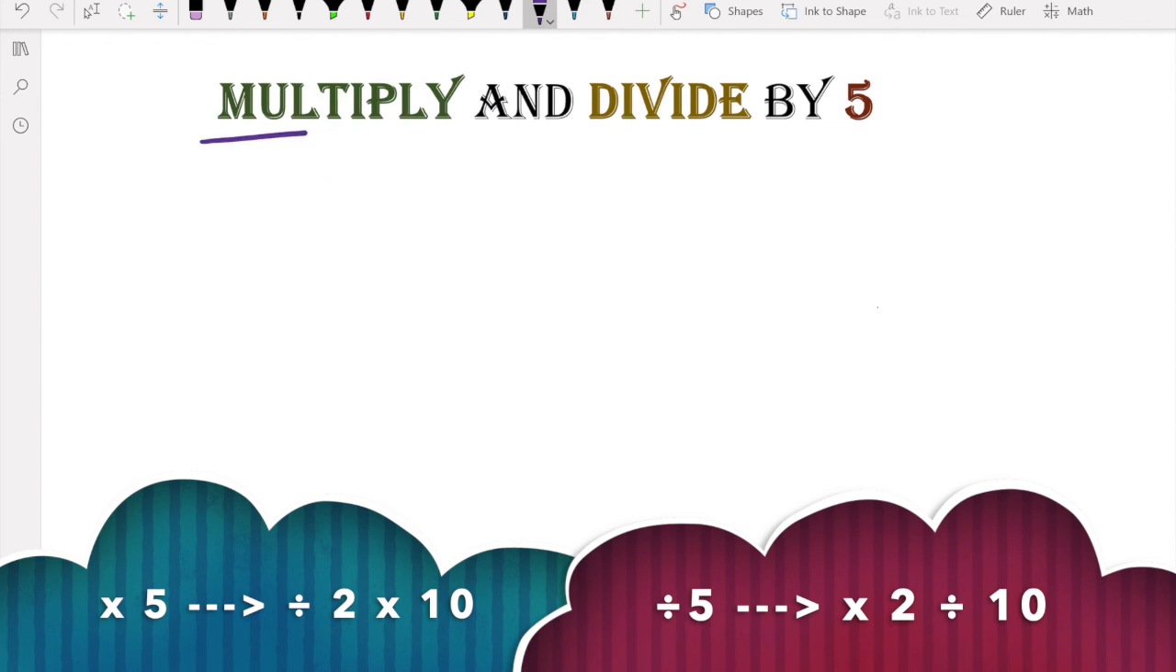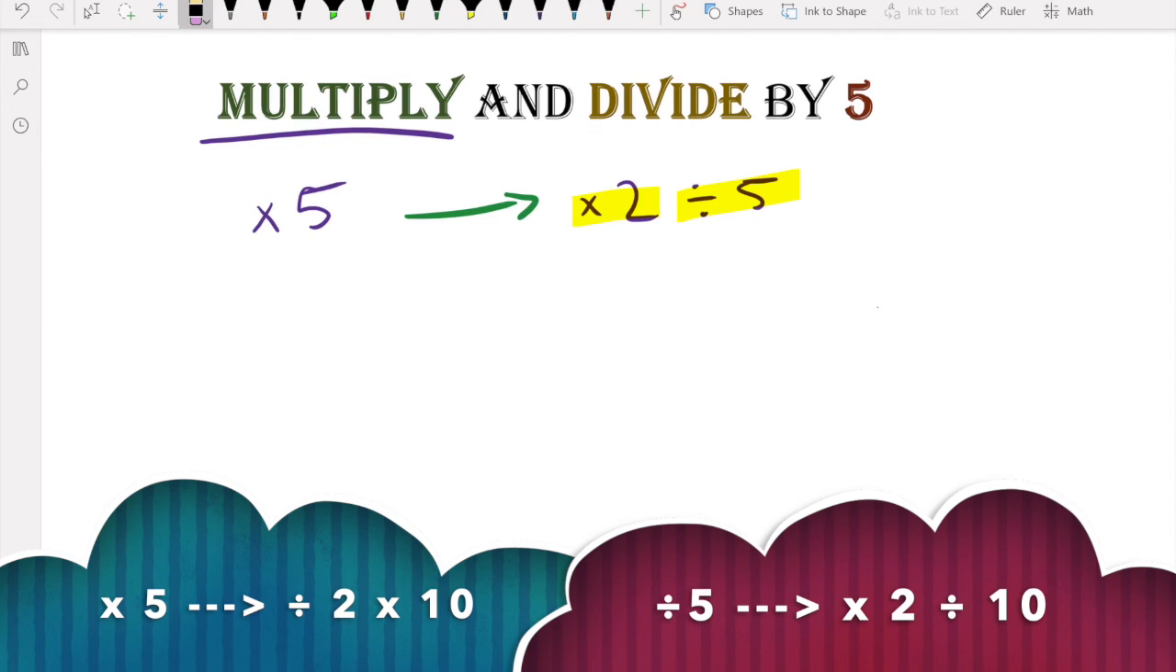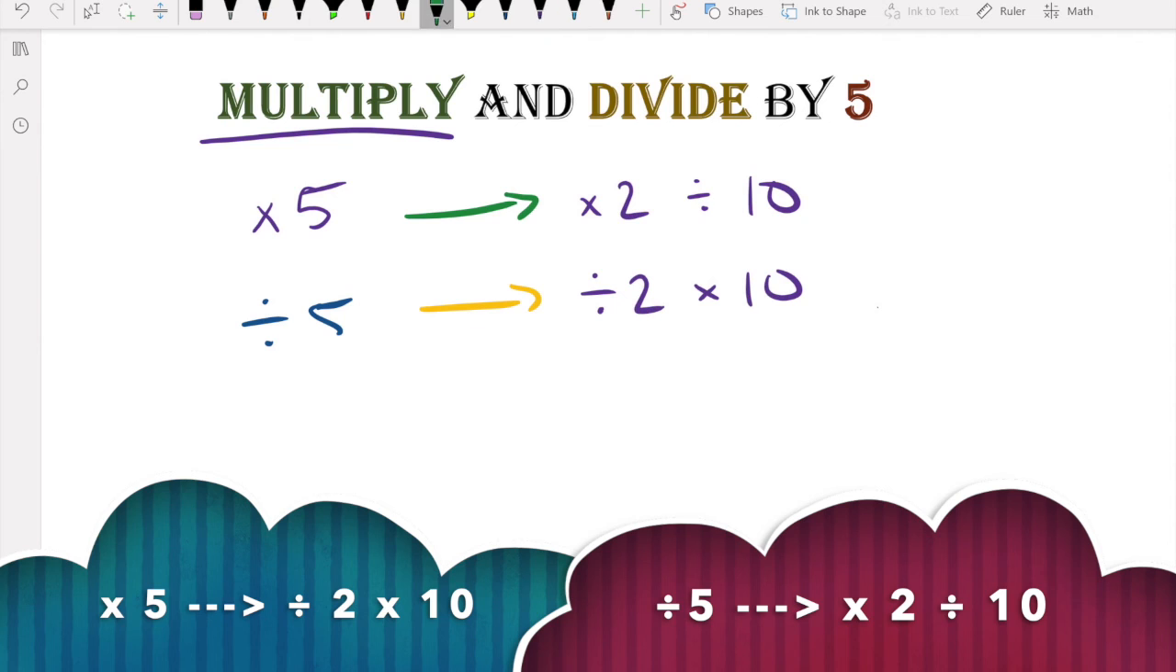So just to recap, the rule for multiplying by 5: you divide by 2, and then you multiply by 10. And that will always give you a correct answer. Now the rule for dividing by 5: you multiply by 2, and then you divide by 10. Because multiplying and dividing by 10 is extremely straightforward, multiplying and dividing by 5 really comes down to, can you halve a number and double a number? It's multiplying by 2 and dividing by 2. It's as simple as that.